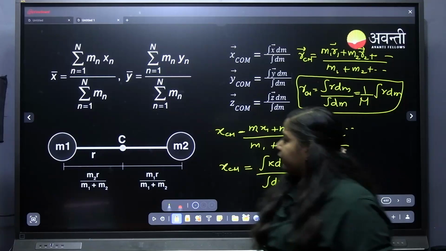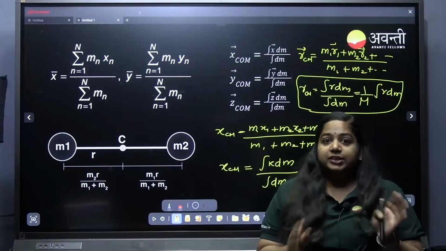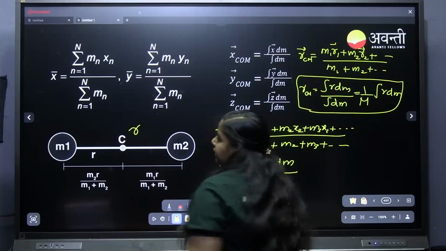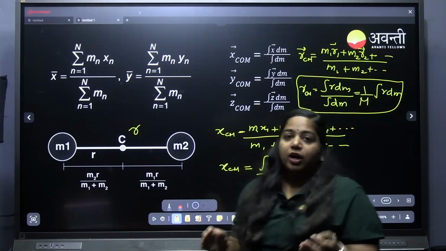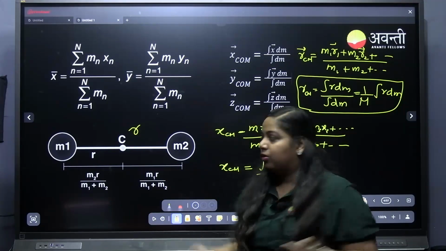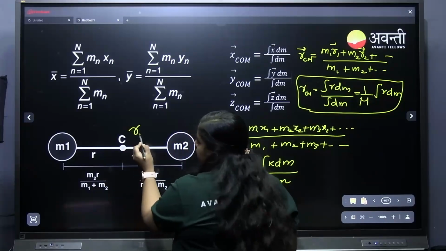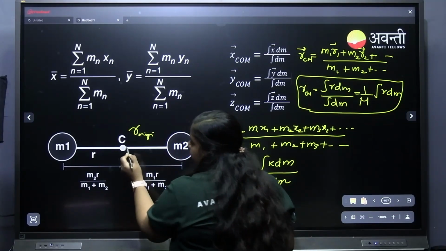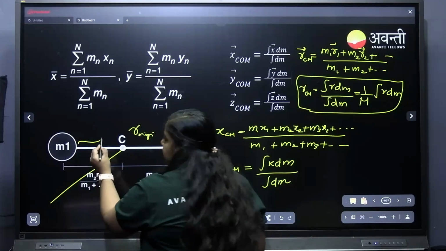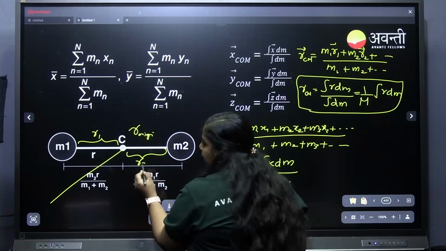I hope not. Okay. So this formula which you see here: if the center of mass is at distance r, then what is the distance of mass m from the center of mass? This r distance is from the origin. From the origin to the center of mass is r. What is this distance?